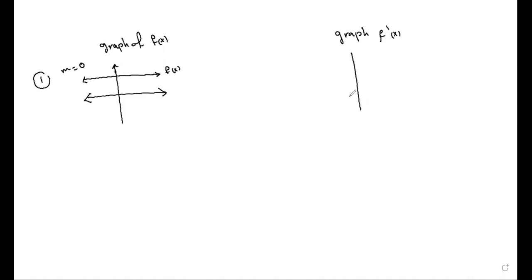Okay, how do we represent the graph of its derivative? I use a different color here. For all of the values of x here, the derivative is 0. So when x equals 0, it will be 0, when x equals 1 it will be 0. At any point, it will be 0. So the graph of the derivative of this function is represented by a horizontal line on the x-axis. Okay, second function.